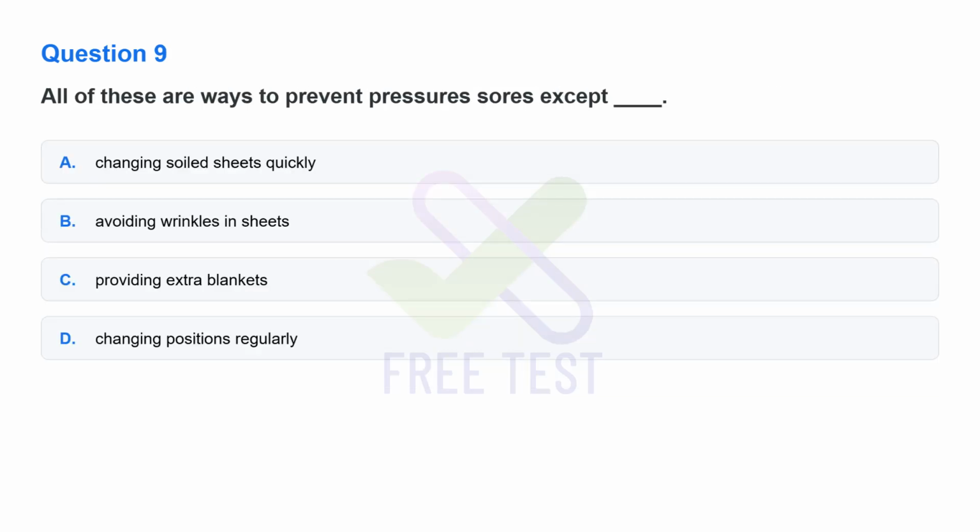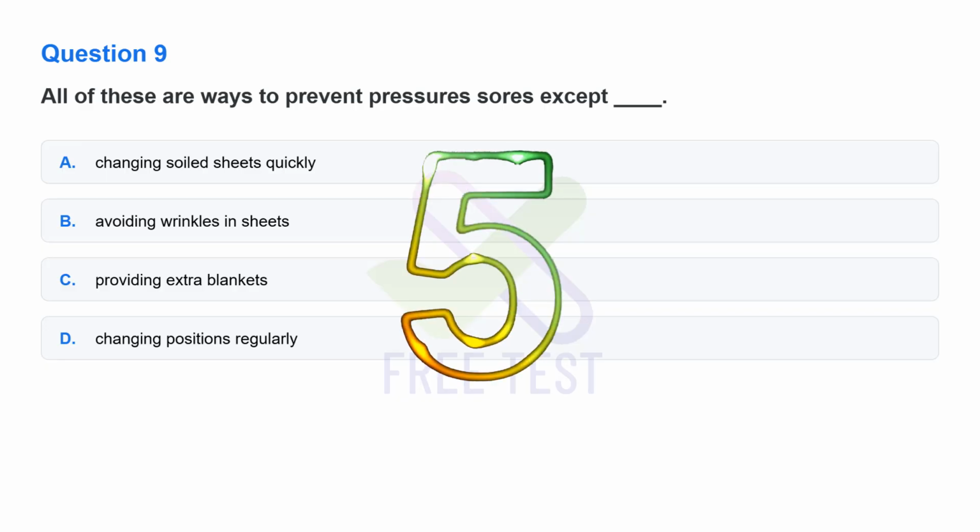All of these are ways to prevent pressure sores except A. Changing soiled sheets quickly. B. Avoiding wrinkles in sheets. C. Providing extra blankets. D. Changing positions regularly.